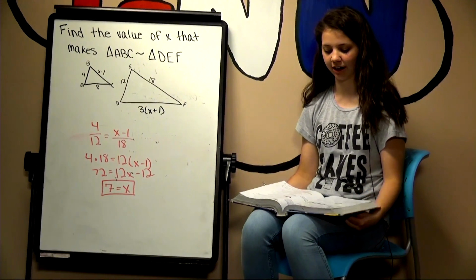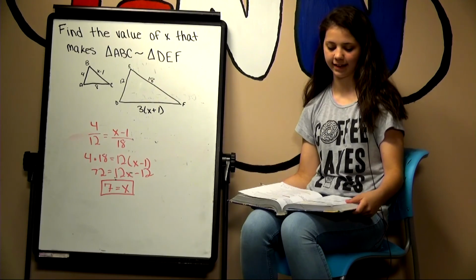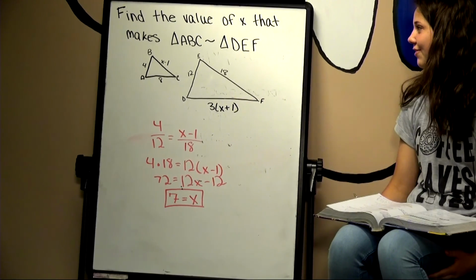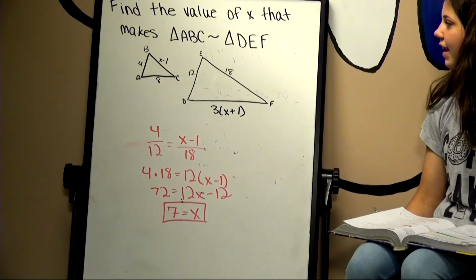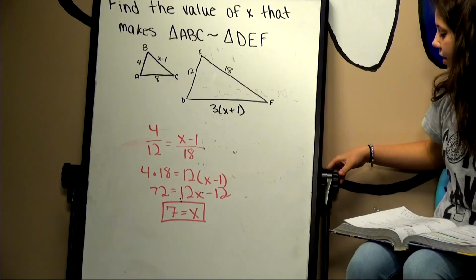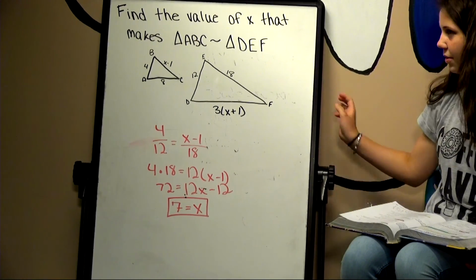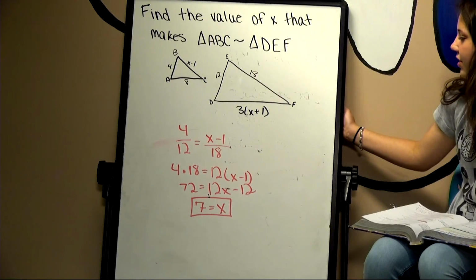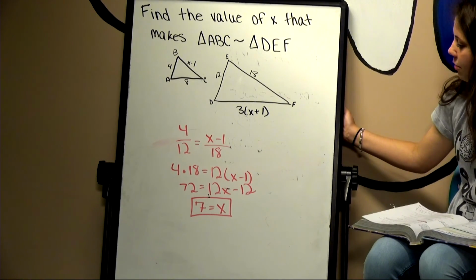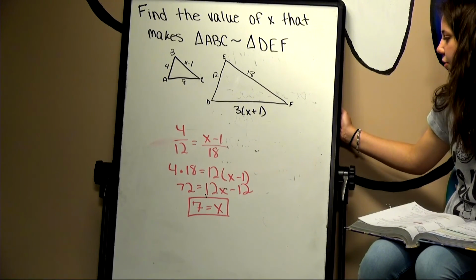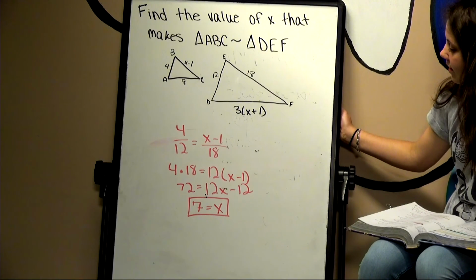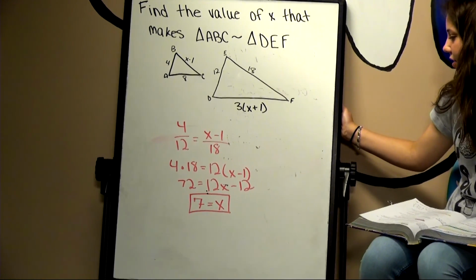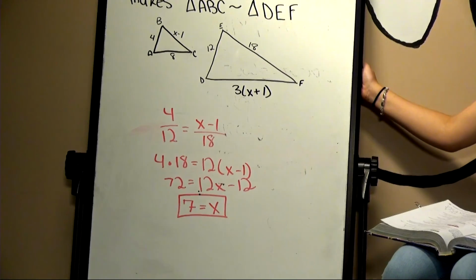6.5 is about proving triangles are similar by SSS and SAS. So our example problem is to find the value of x that makes triangle ABC similar to DEF. So first we're gonna plug in the numbers into the proportional formula, which would be 4 over 12 equals x minus 1 over 18. And then we would simplify to 4 times 18 equals 12 times (x minus 1). And then 72 equals 12x minus 12. So then the answer would be x equals 7.